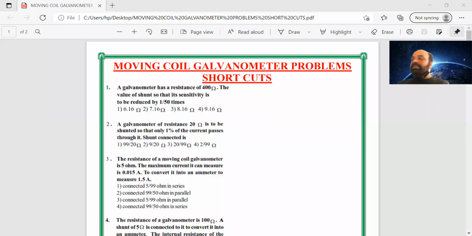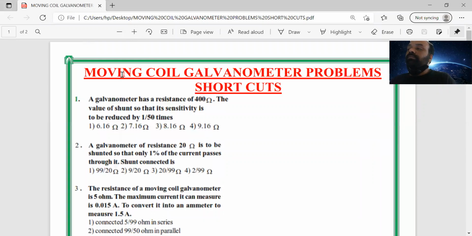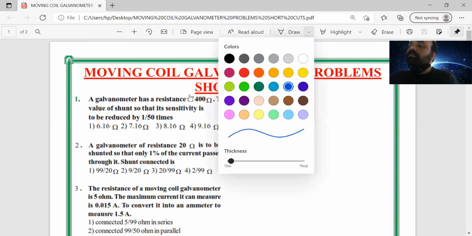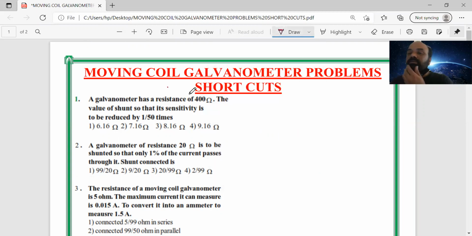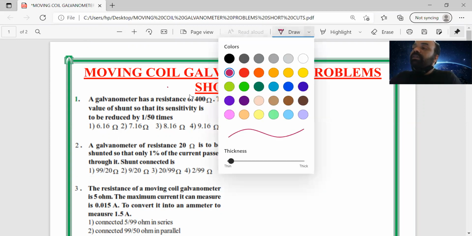So these are the questions asked previously. Okay? Now see, I will show the problems that were given in the previous sessions. Listen to me. A galvanometer has the resistance. Guys, this is the first problem. First you should underline the data given in the problem.